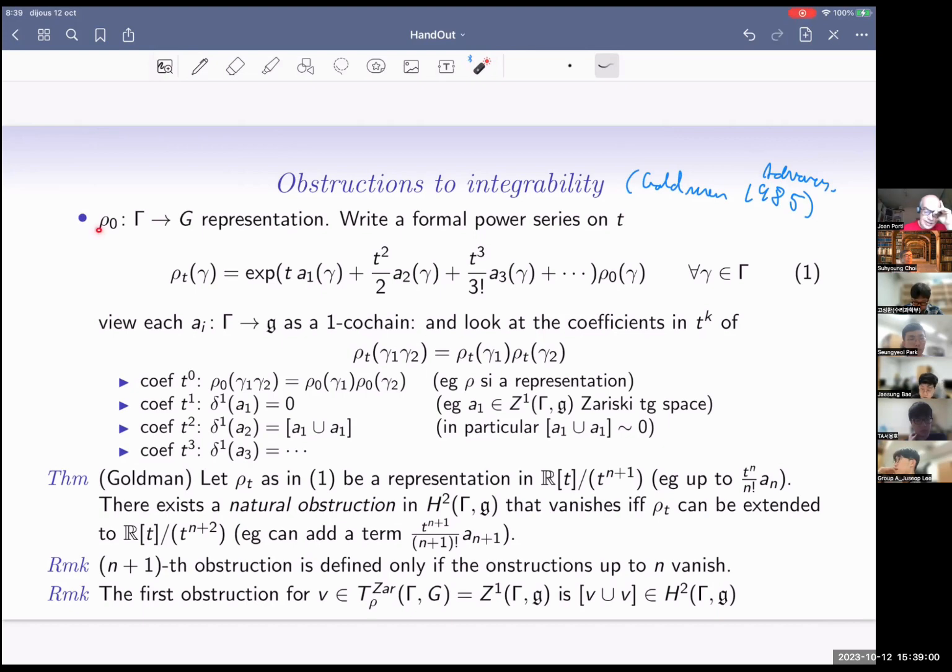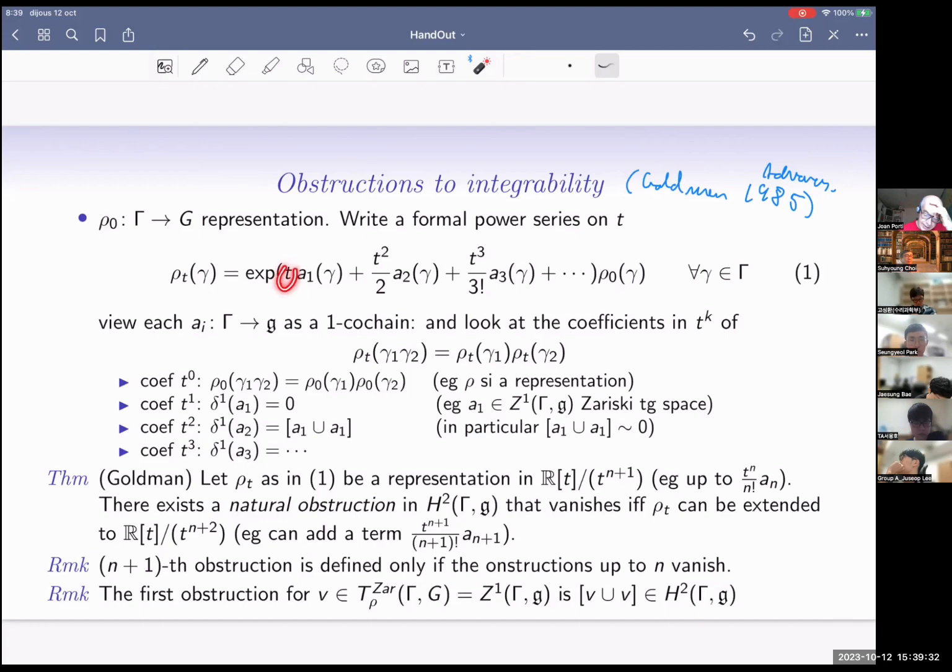So let me start with a representation of gamma into G. I write rho 0 because my idea is to deform the representation. And I write it as a formula for a series in some parameter t. T is a real number or just a parameter. It's polynomial, and I think of polynomials in t. So if I write rho t as a deformation, I would write it that way, using the Lie algebra.